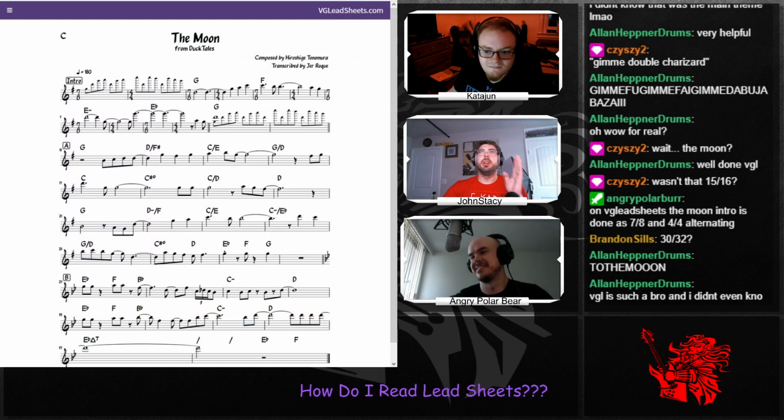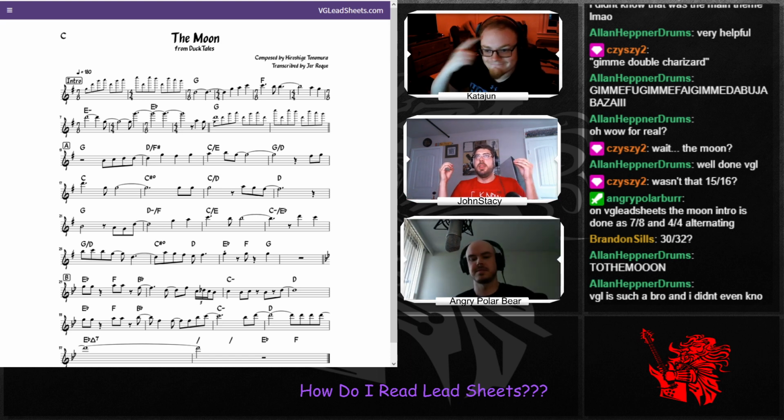So if you look up here at the very top of the moon, it says quarter note equals 180. The whole idea here is that it's in 7/8 and 4/4 if you're at quarter note equals 180, but it's in 15/16 if you're at quarter note equals 90. So it depends on what tempo you're doing it at.